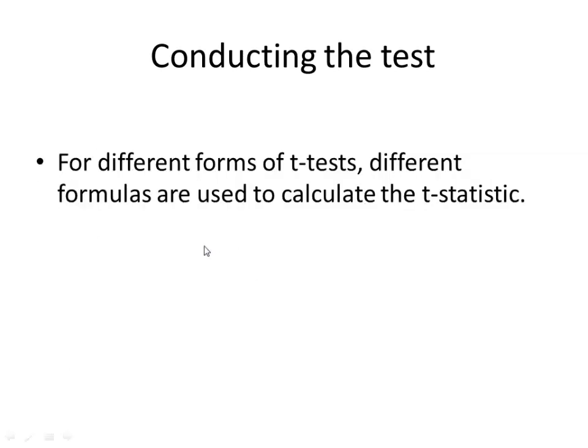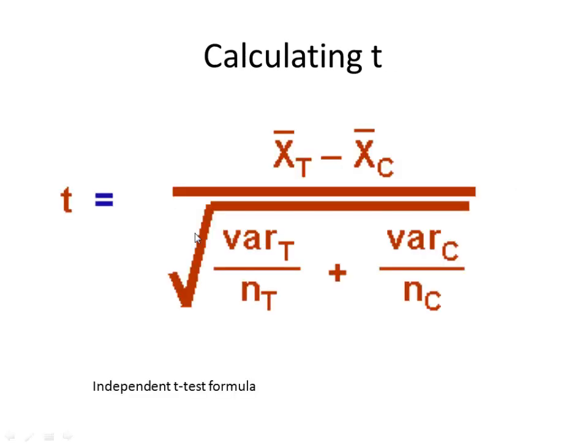So as I said, each of the t-test statistics calculate the t-test including those 3 components. There are different forms of t-tests, and different formulas are used to calculate the t-statistic. We will look in a minute at the different forms of t-tests, but let me show you an example of one of the formulas. This is the formula for calculating the independent t-test. So if you're doing an independent t-test, this is the formula that you would use, and you can see the various components that I mentioned are all part of this calculation.